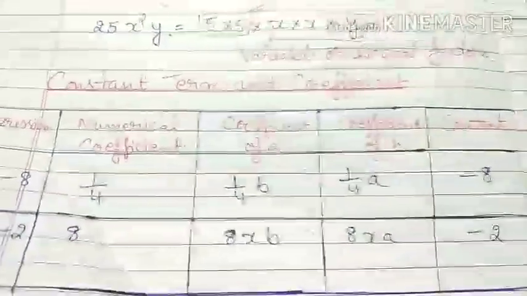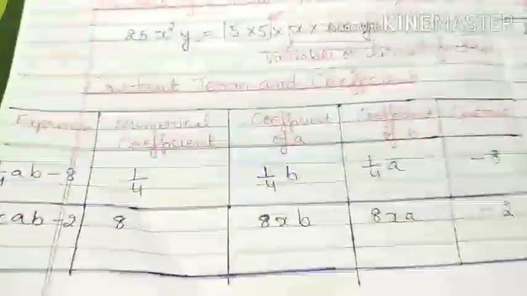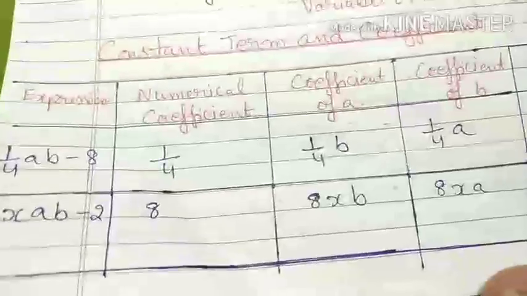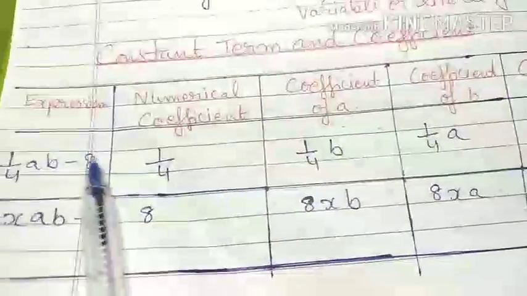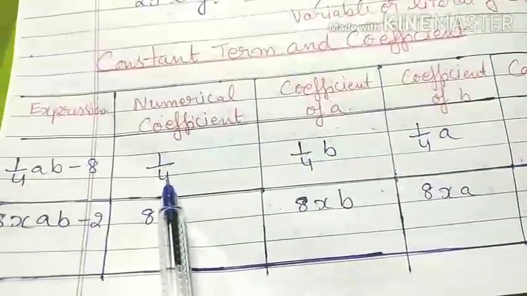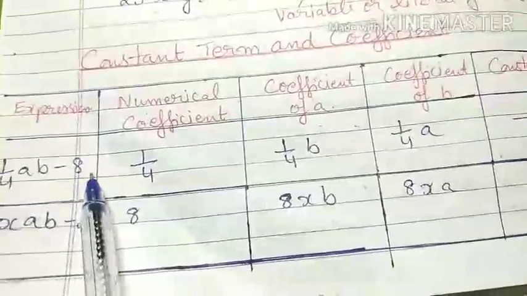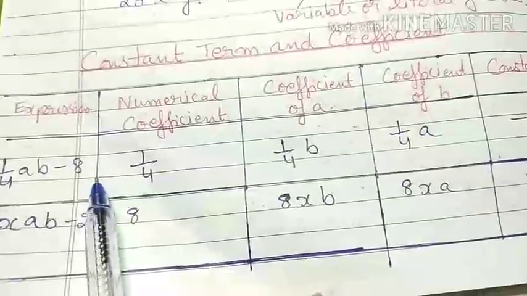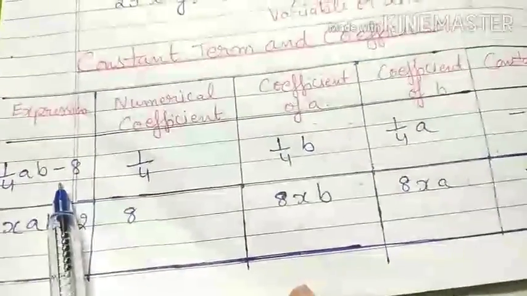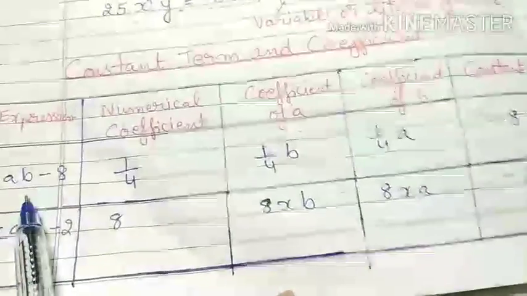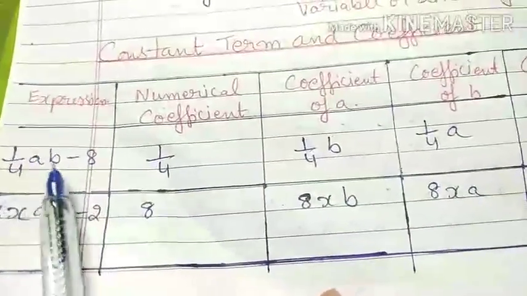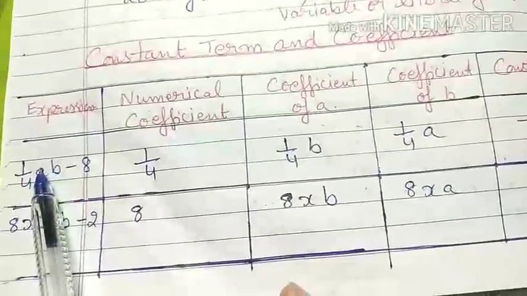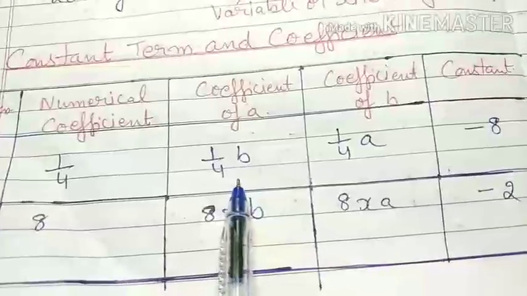Next is constant term and coefficient. How can you identify the constant terms and the coefficients? If I have the expression 1 by 4 AB minus 8, and we have to find the numerical coefficient, that is 1 by 4. 8 is not considered a numerical coefficient because 8 is not accompanied by any variable. Any variable accompanied by a numeric value, that numeric value is considered the numeric coefficient. Next is the coefficient of A. You ignore A, and what is left? 1 by 4B is considered the coefficient of A.